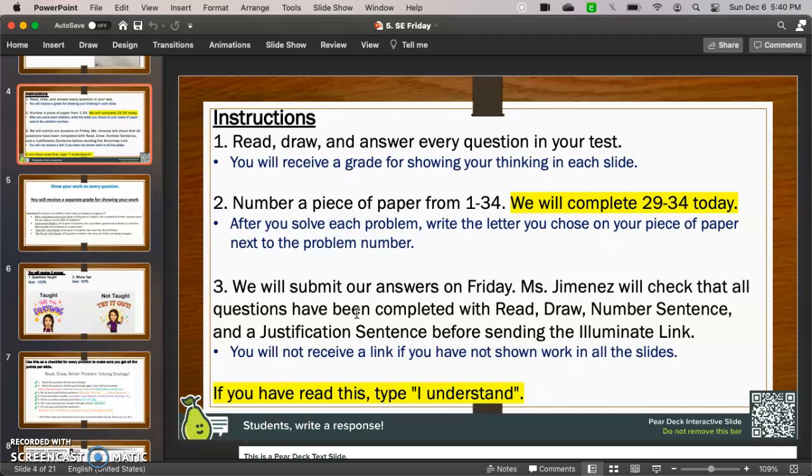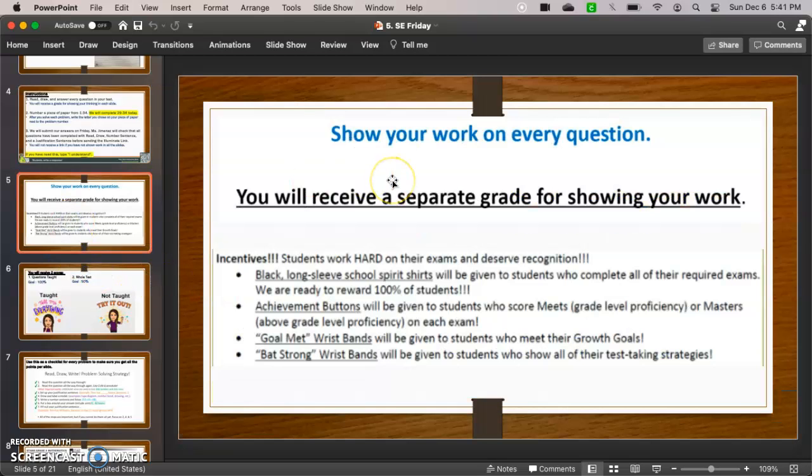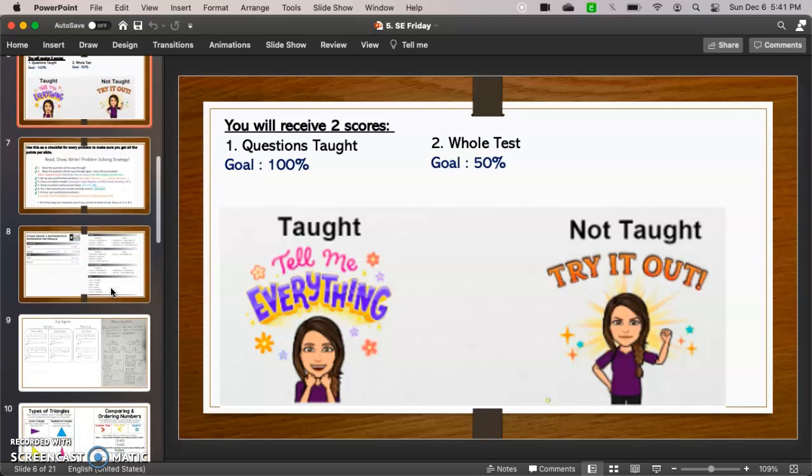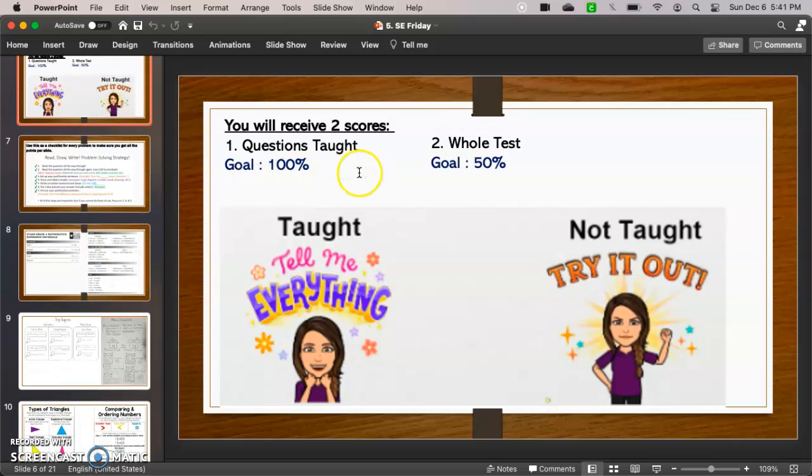We will submit our answers on Friday. Ms. Jimenez will check that all questions have been completed with read, draw, number sentence, and a justification sentence before sending the Illuminate link. You will not receive a link if you have not shown work in all the slides. Make sure to show your work on every question. There is some fun stuff that we talked about on Monday that you can earn for doing well on your test. There are 2 goals that you have.